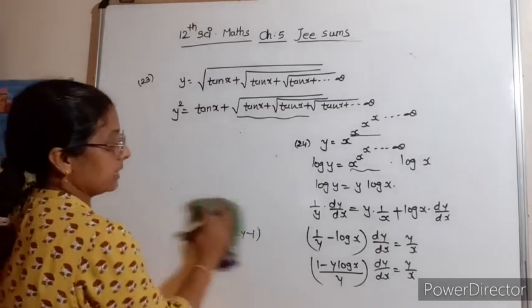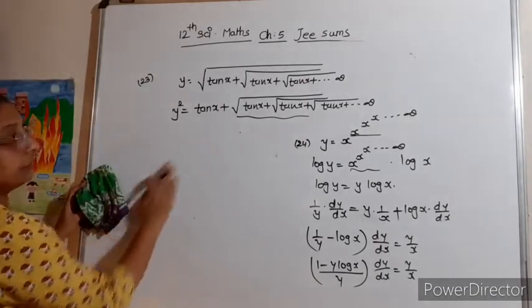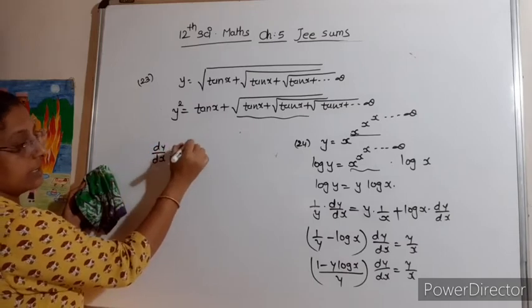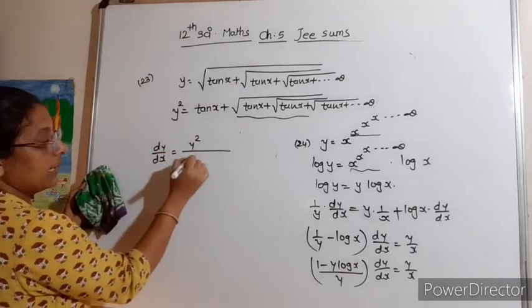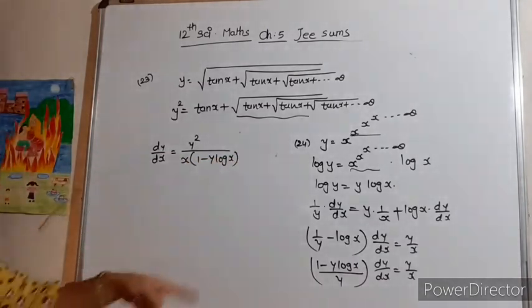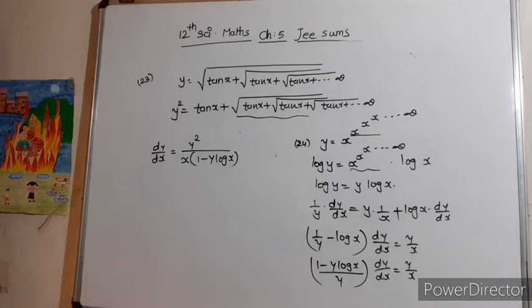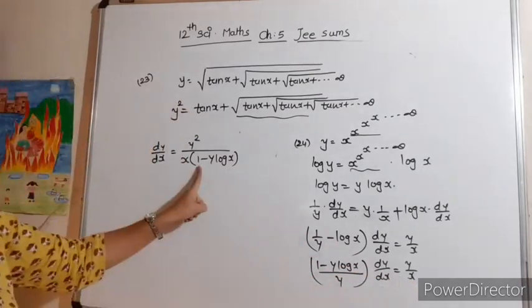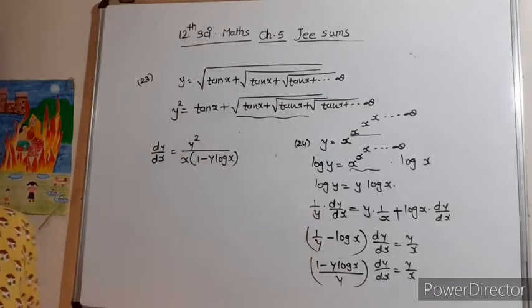What answer will you get? dy by dx is equal to y square upon x times 1 minus y log x. The y goes up, that is y square upon x, and whatever is already there is 1 minus y log x, right? So whenever it goes to that side, it is reciprocal. So this is the answer. Okay, so that is next.